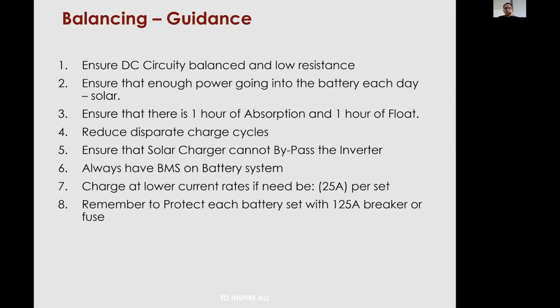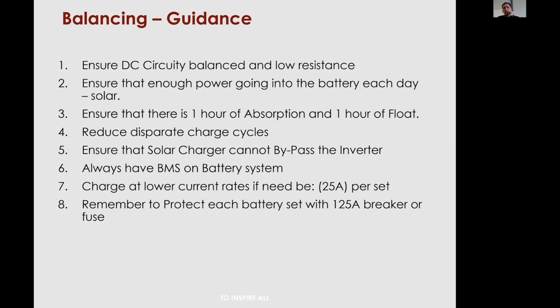So very quickly, you must ensure that every DC circuit that you install is both balanced and as low resistance as possible. Number 2, make sure there's enough power going into the battery. These batteries are actually quite big tanks. They're quite large. So anything less than a 3 kilowatt production solar plant is not going to be enough. You need to have 3 kilowatts per battery set at least. And sometimes, as in the Cape, you probably need a little bit more, especially this time of year.